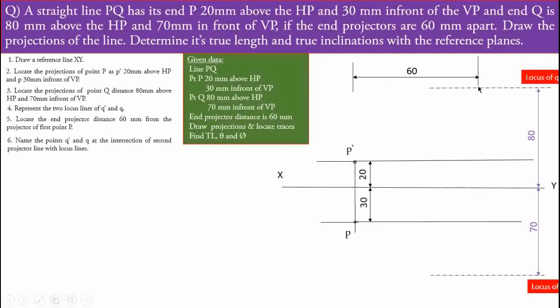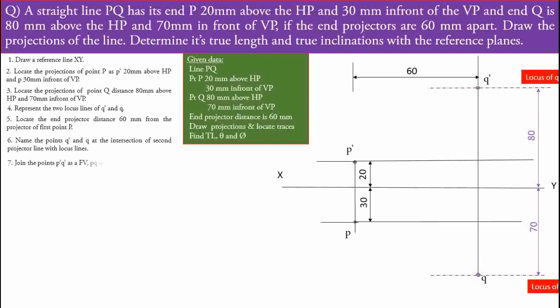intersect with the locus of Q and locus of Q dash, at that place we have to name that point Q dash and Q. Likewise, we have to draw the vertical projector line at a distance of 60 mm from the first, and where it will intersect with the locus lines, name that point as a Q dash and Q. That is the sixth step.